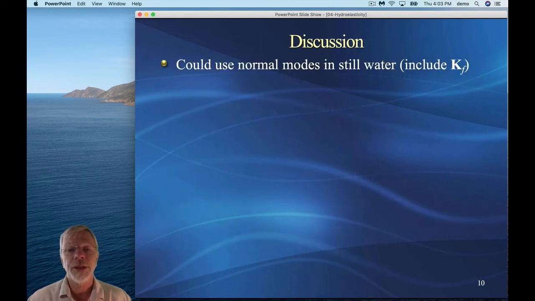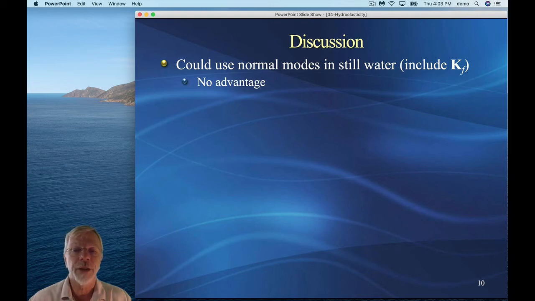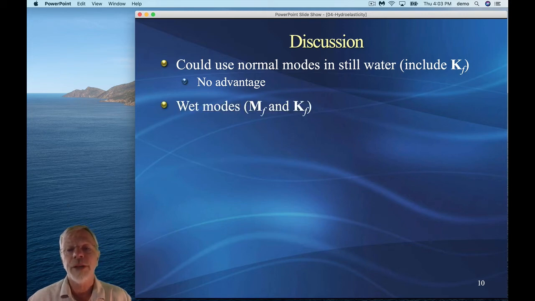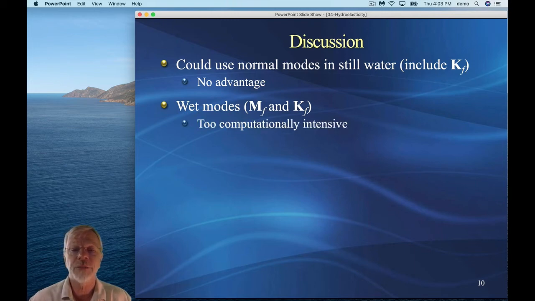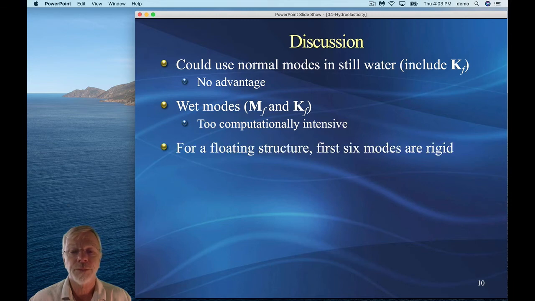All right, let's discuss this a little bit. We could use the normal modes in still water. In other words, we could solve the eigenvalue problem including KF. However, I see no advantage to doing that, and I don't use that. I just use the dry normal modes, and most people use the dry normal modes. We could try to find the wet modes using MF and KF, but this is just simply too computationally intensive, and again, I don't see the advantage to doing that either.